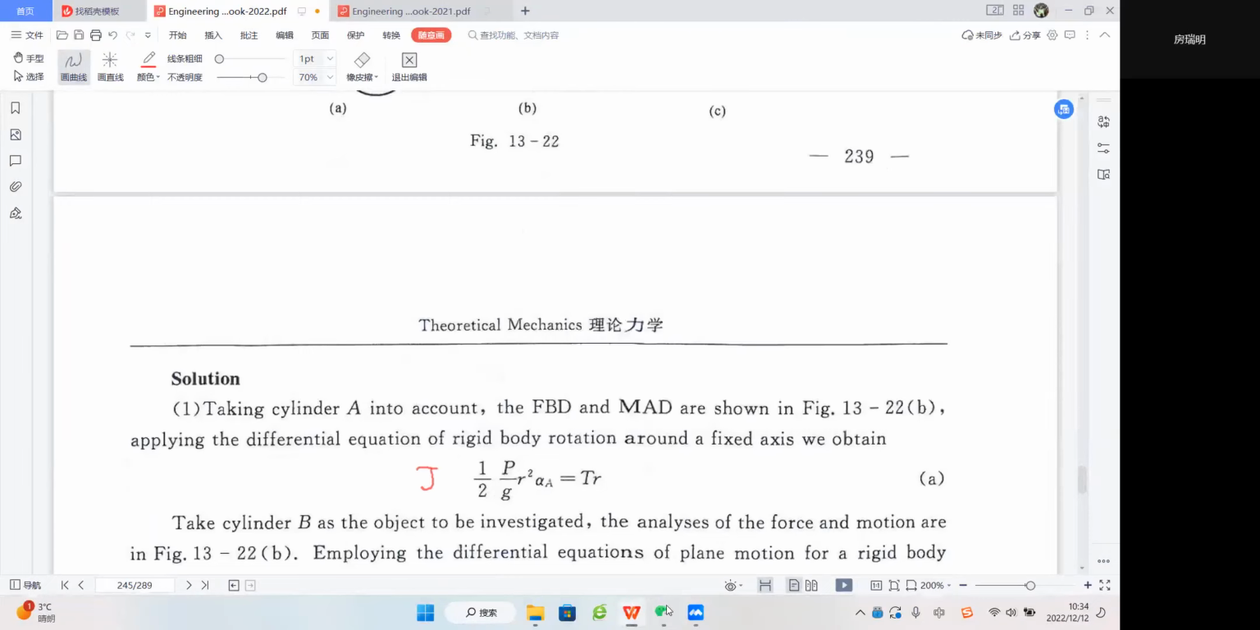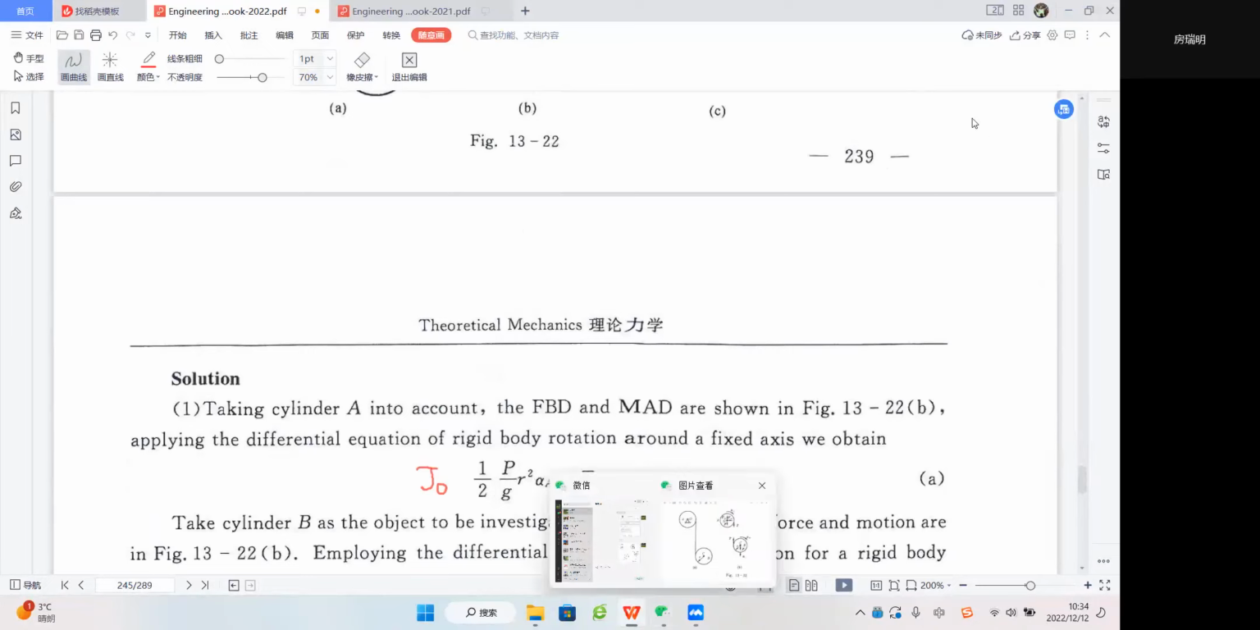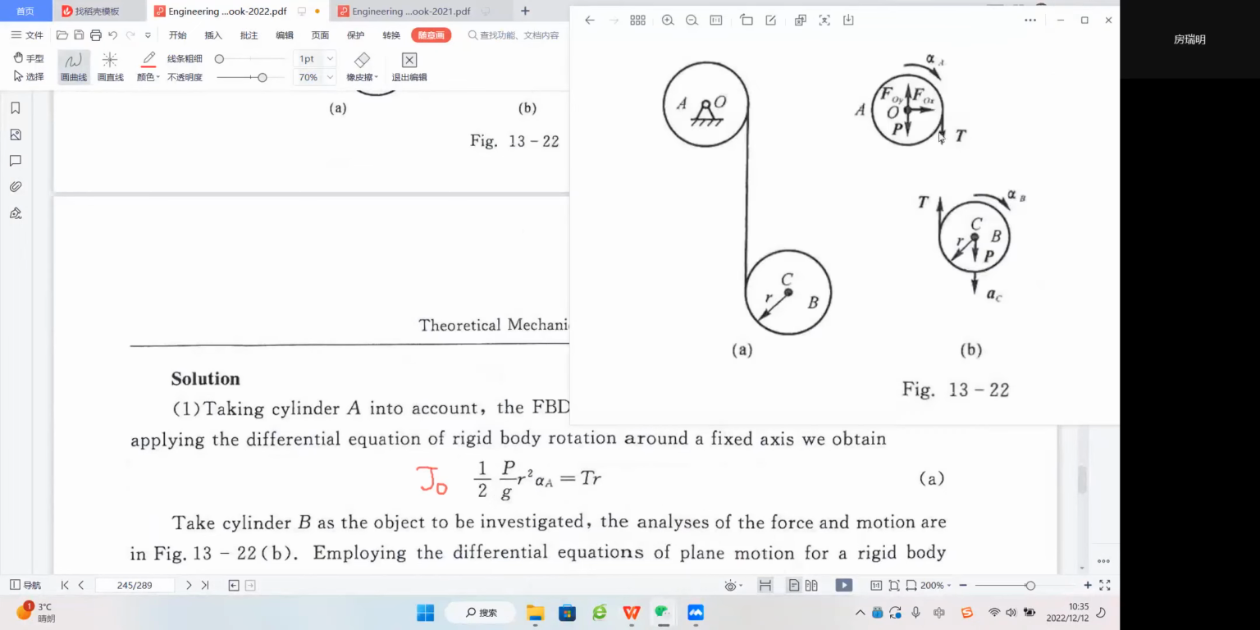Sigma MO(F), right? Because you can find Fox, Fy, and P never have moment to O. So only this tension T will have moment to O, and its magnitude will be T times R. And this moment's direction is the same as the direction of alpha A, so we have this. Then it has JO alpha A equal TR. Can you guys understand this? It's not difficult, right?